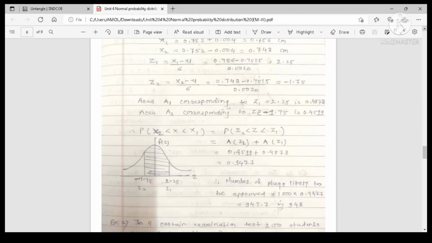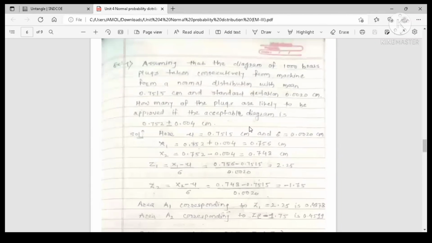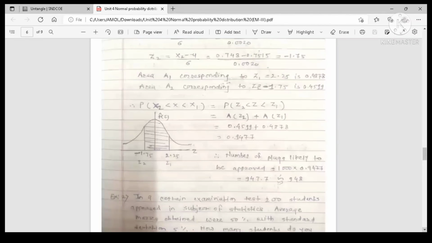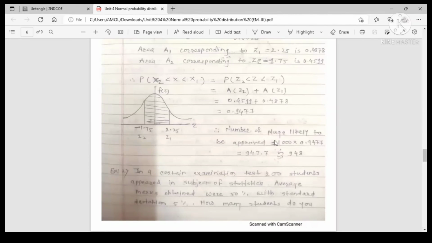Now our aim is how many of the plugs are likely to be approved. Assuming 1000 brass plugs are taken consecutively, how many plugs are likely to be approved? That is our question. So out of 1000, multiply this probability by 1000, so that we have the number of plugs likely to be approved, and it is equal to 947.7. 947.7 means approximately 948. So 948 plugs are likely to be approved.